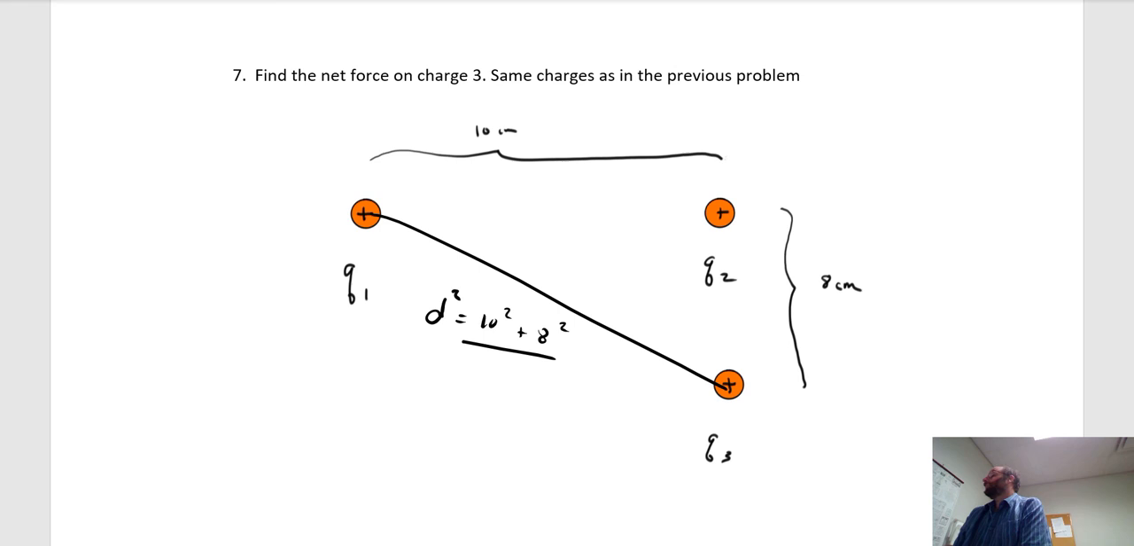Once you have those two force vectors drawn, I recommend that you write them both in unit vector form and then add them vectorially. That should be enough to get you through those problems.